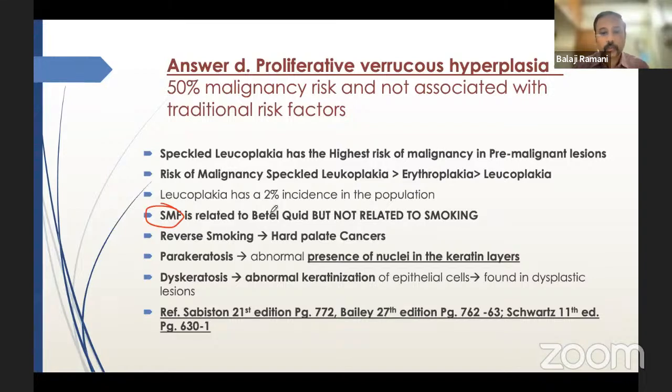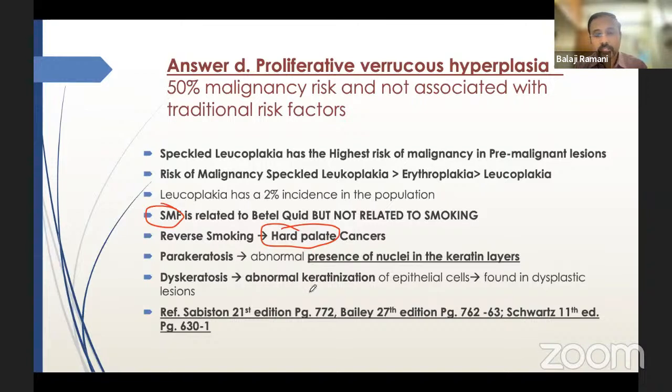So reverse smoking is the one which is common for causing your hard palate cancers. It is also called the chutta cancer. There is a particular kind of beedi or something which will be placed inside. The smoking tip will be placed on the inner aspect, and then they will place it. So sometimes there is chronic damage which can happen because of that. That leads to hard palate malignancies.